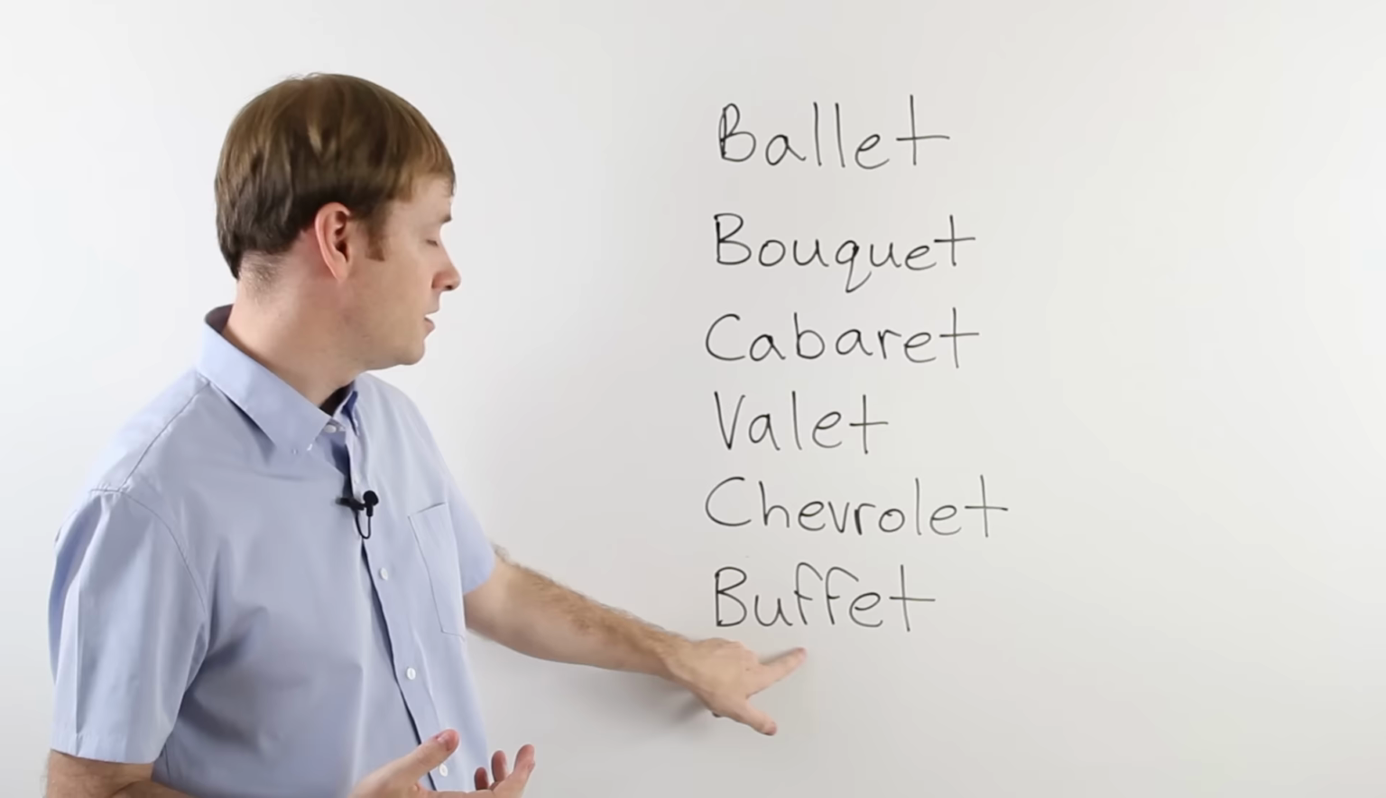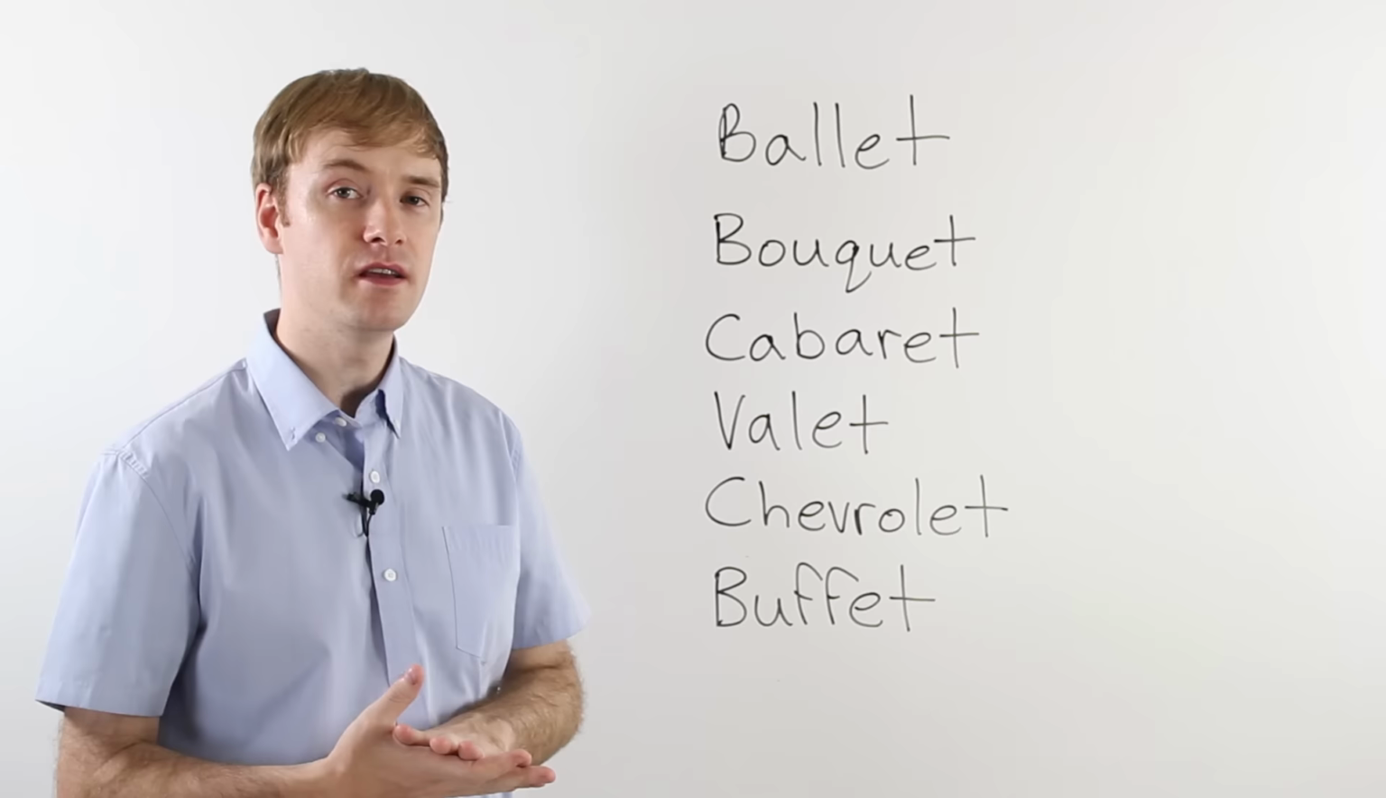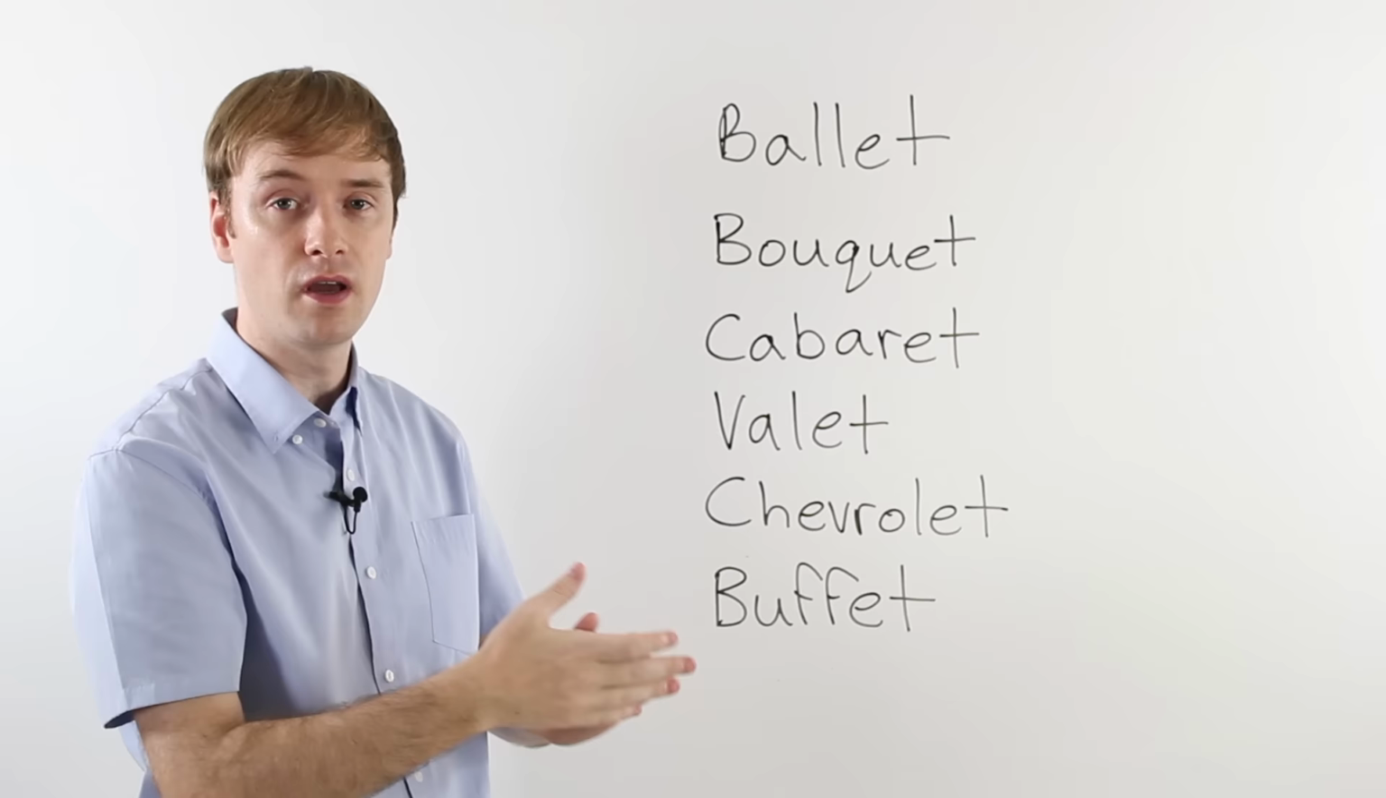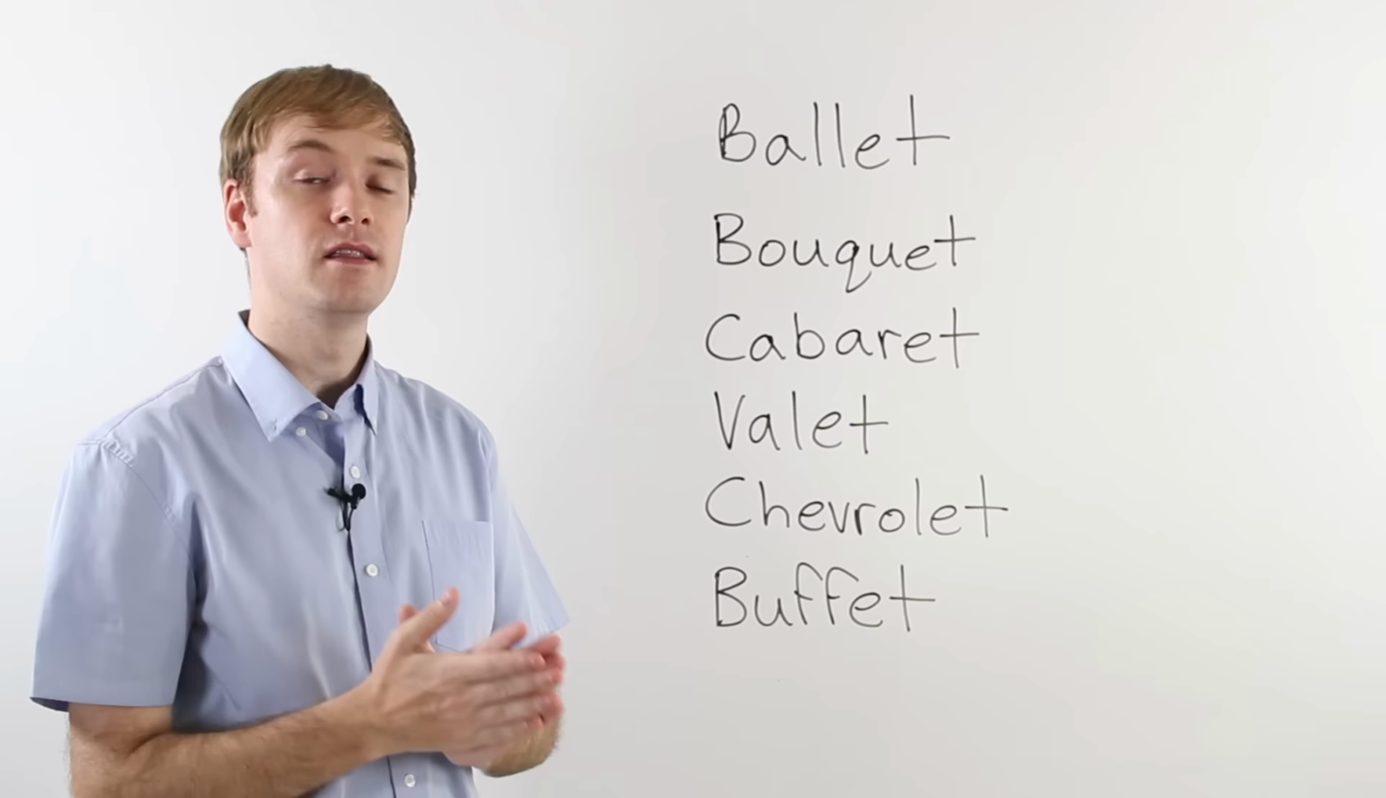And the last one, very difficult to pronounce. This is a buffet. And of course, a buffet is when you go to the restaurant and you can choose among many different kinds of food, okay? You just put the different kinds of food on your plate. You choose yourself. That's a buffet, okay?